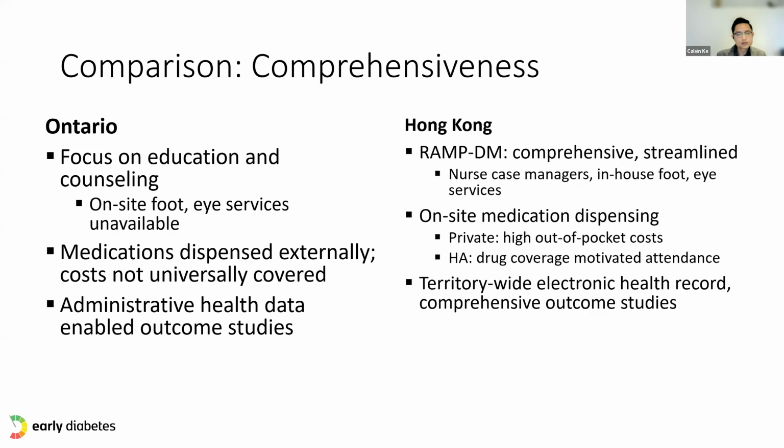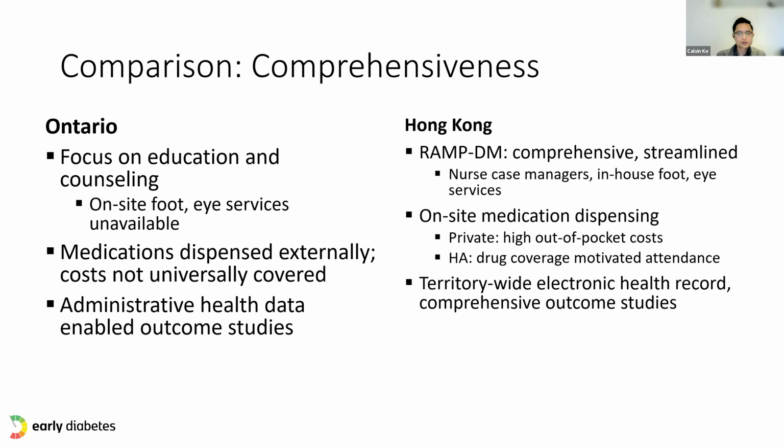The comprehensiveness is also very different. And so in Ontario, there's information that's provided about foot care and eye services, but those types of providers are not routinely available on site. Whereas in Hong Kong, there's a nurse case manager, and they will refer you directly to an in-house person who checks their feet and the eye services. So that's very different. Medications are also very different.